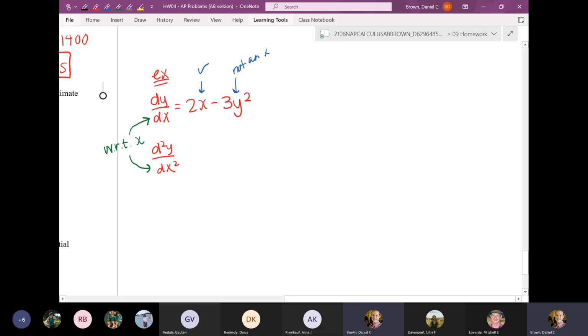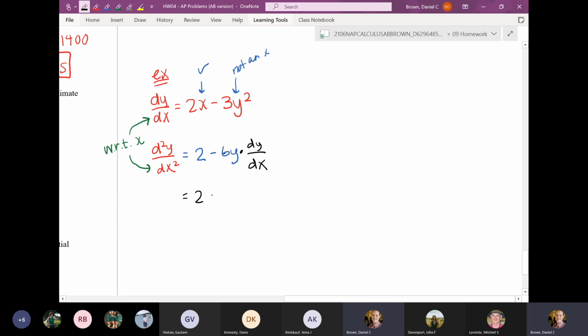So looking at this one, what would be its derivative? The derivative of 2x would just be 2. Minus, we have the derivative of 3y squared, which is 6y. And here's where the implicit part comes into play. Times, we had a y, we wish it was an x. That is the second derivative.